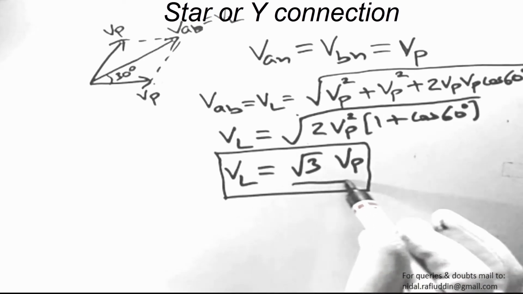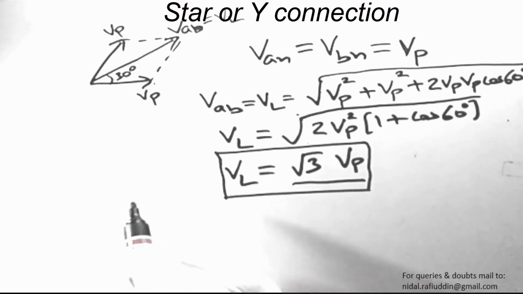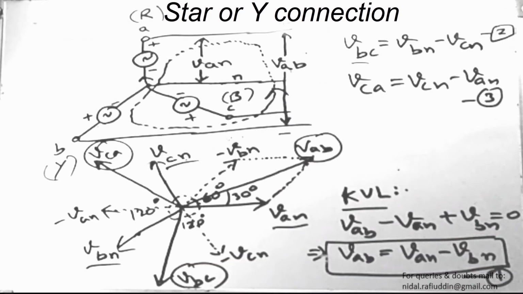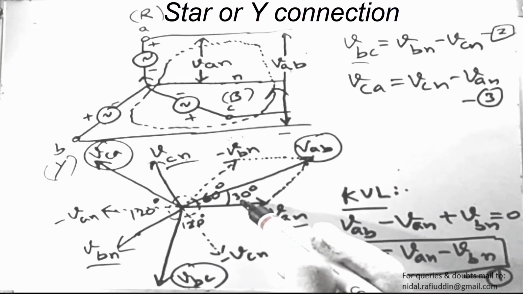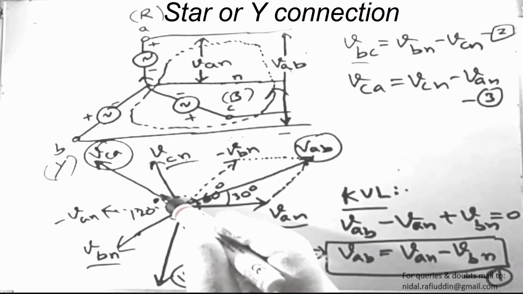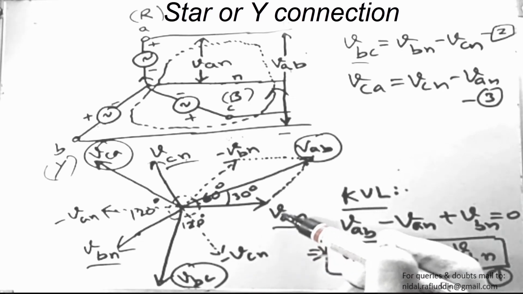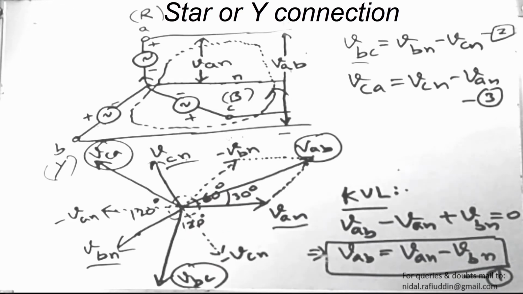So this is the magnitude of the RMS value of the line voltage. Since we saw in our phasor representation, let me show that again, we saw that VAB leads VAN by an angle of 30 degrees. Likewise, VCA leads VAN by an angle of 120 plus 30 degrees, which is 150 degrees. And VBC leads VAN by an angle of 240 plus 30 degrees, which is 270 degrees.